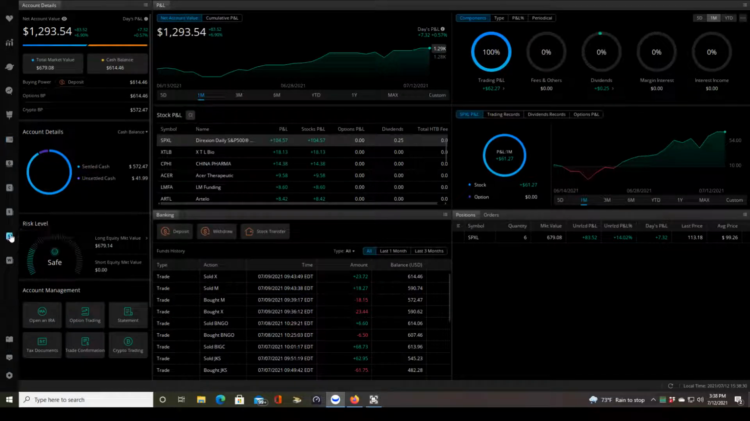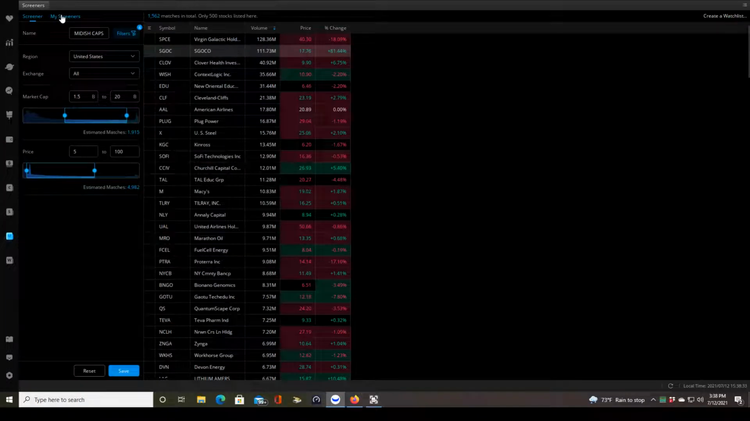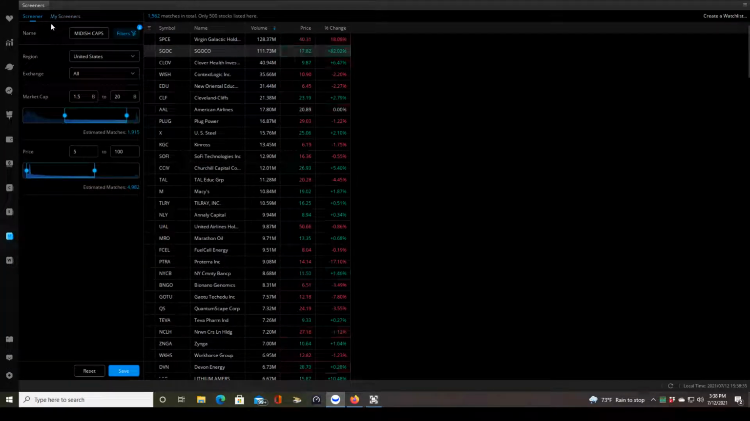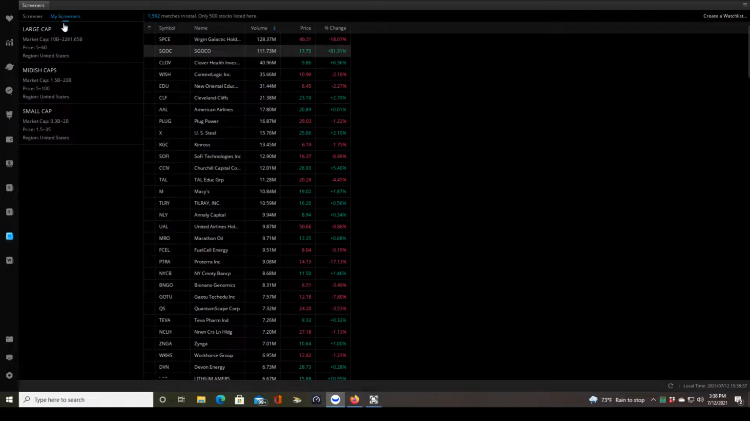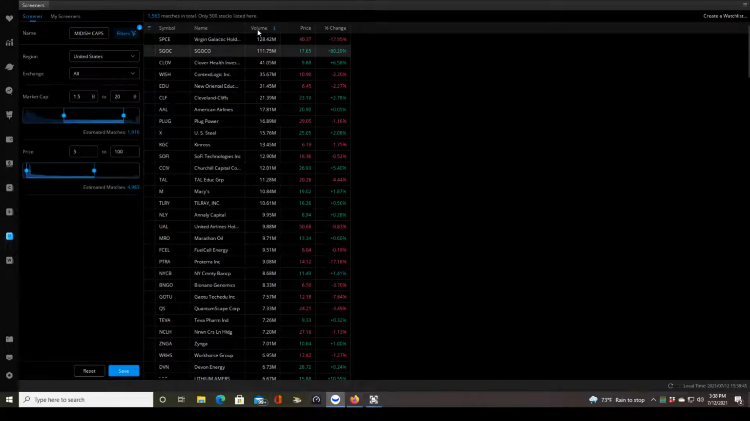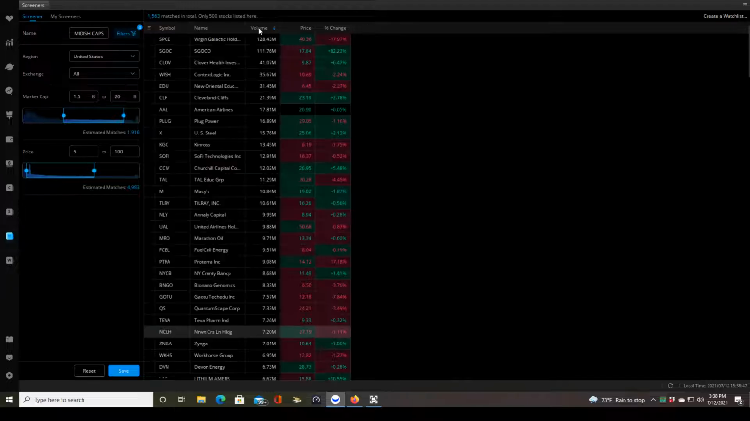So let's take a look at the mid-cap screener that I have. Here are my screener criteria. Let's just make sure that everything is activated. So click on those three little dots, click Modify, and that will ensure that all of your filters are being applied. And then I organize everything by volume.